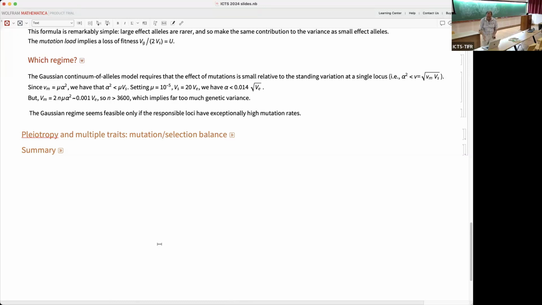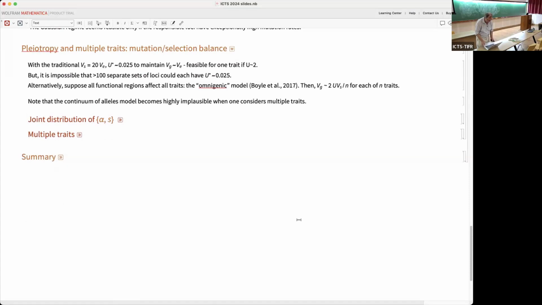Okay, so I'll finish up by trying to introduce a bit of reality, not too much though, and that is to realize that organisms are more than a single trait. So all this has been single trait arguments. It seems reasonable that if we put in the rare allele prediction, we'll get rid of all this continuum allele stuff. We'll have VG is something like 2UVS in the deterministic theory. If we put in VS is 20VE and we want to maintain high heritability, then we need a total mutation rate to alleles affecting the trait of 0.025.